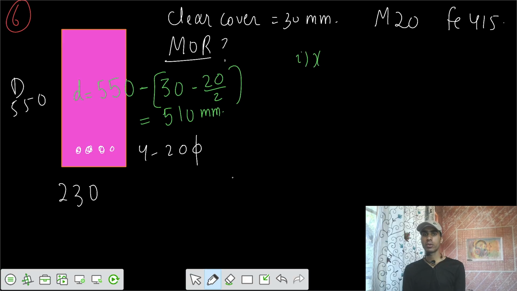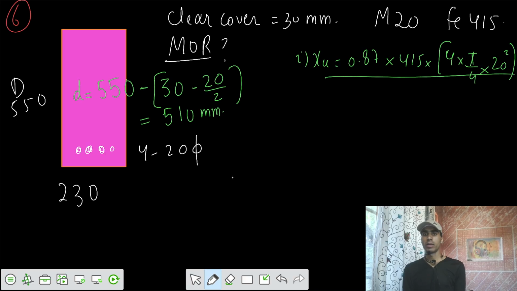So let's try that. First step, XU equals 0.87 Fy AST, 4 number of bars of area pi by 4 into 20 square, and divided by 0.36 FCK times B. So XU comes to be equal to 273.97 millimeters.